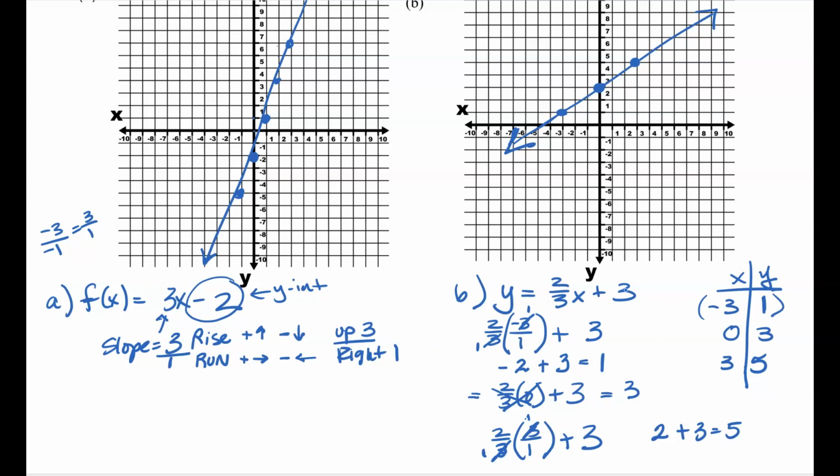And I could have said, oh, the y-intercept is 3. The slope is 2/3, which means up 2, right 3, and that would have gotten me the graph too. So like I said before, pick which method you like and just don't worry about the other one.